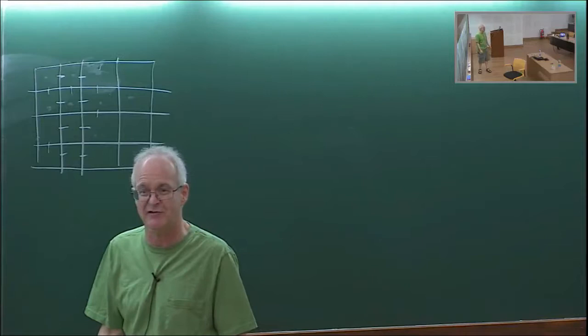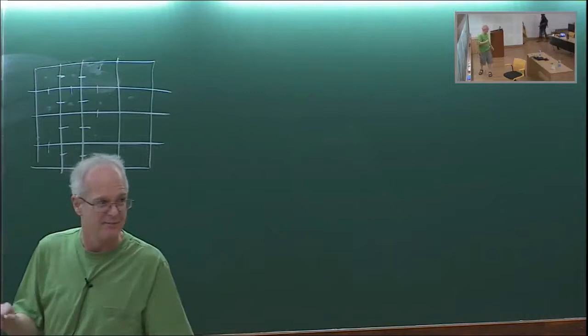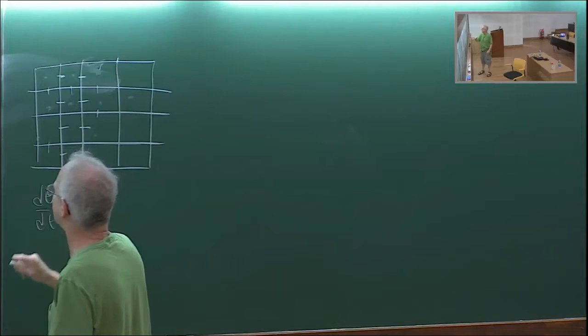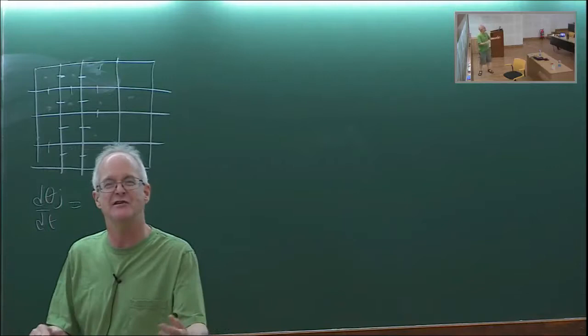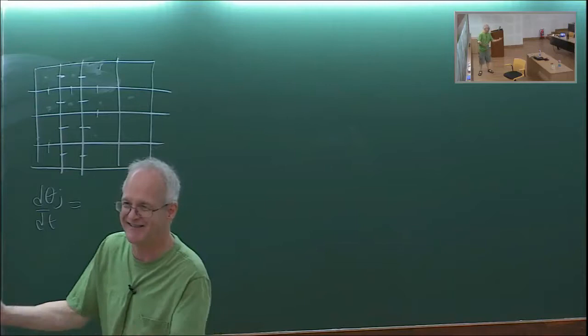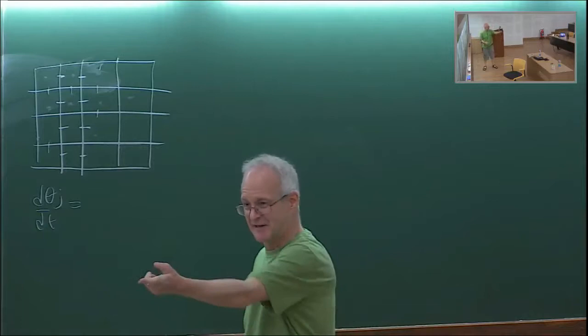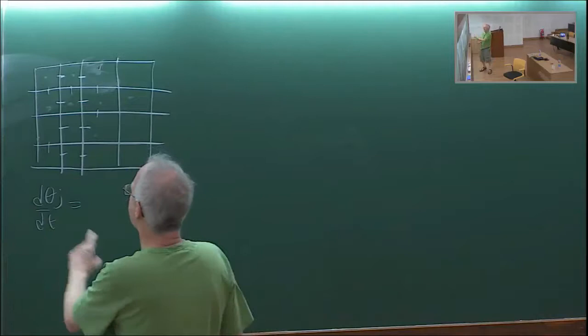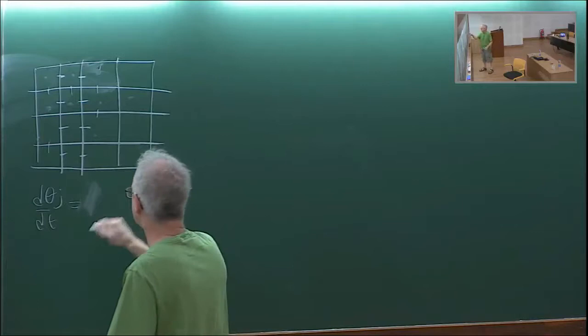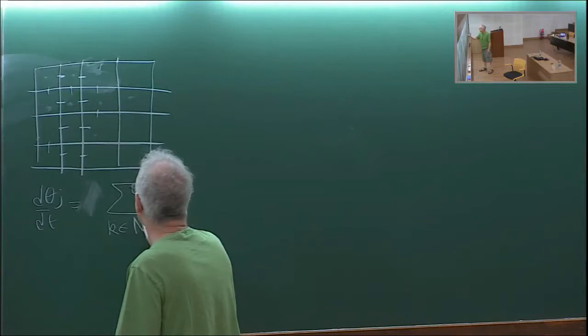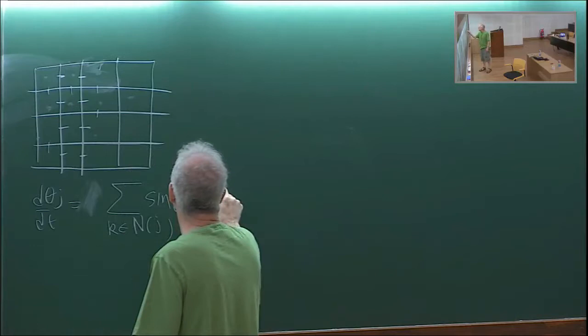So let's write down the equations. D theta sub j dt equals, here I've gotten rid of the tau, I hope you don't mind. We have a saying in the U.S. when giving up, throwing in the towel, so it's a joke. It comes from boxing, like we were fighting. So I'm throwing in the towel. Okay, here's my equation, zero, there's no difference, sum over k in N of j, sine theta k minus theta j.